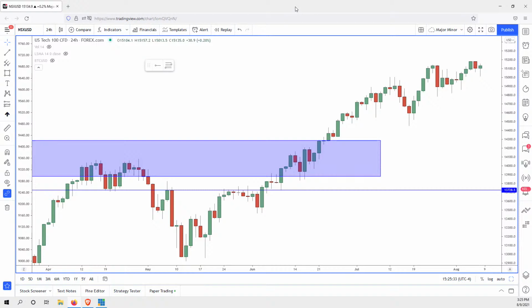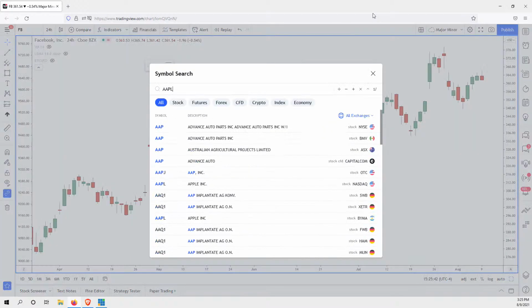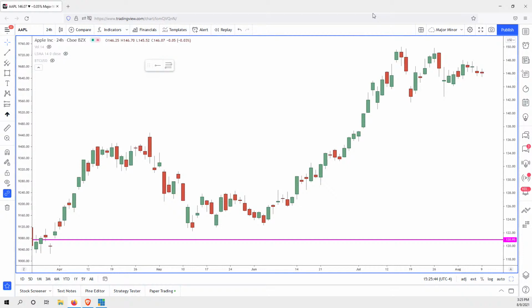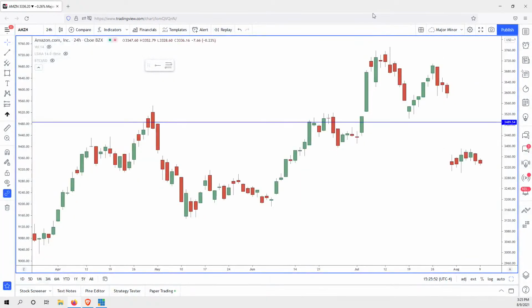Okay, let me show you something. Facebook. That's a lower high. Facebook is a FANG leader. That's a lower high. That's not good. How about Apple? Let's see Apple. Apple's consolidating. Can't really judge that. That could be a continuation pattern to go higher. Okay, fine. How about Amazon? Amazon, that's not such a good looking chart right there. Lower high. Okay, so the FANG stocks are starting to act a little strange.